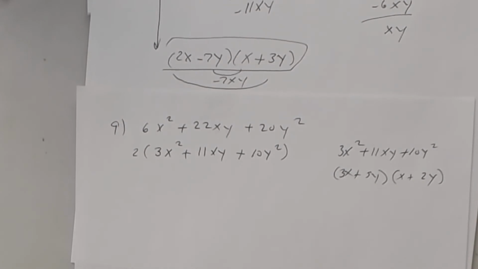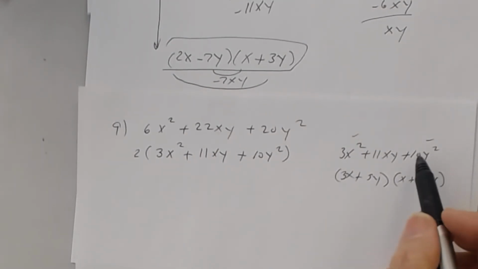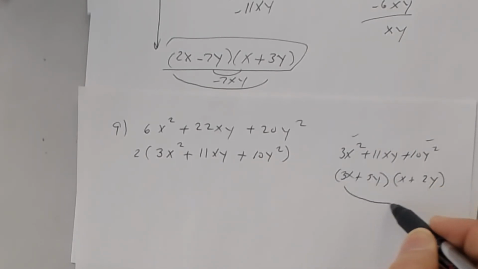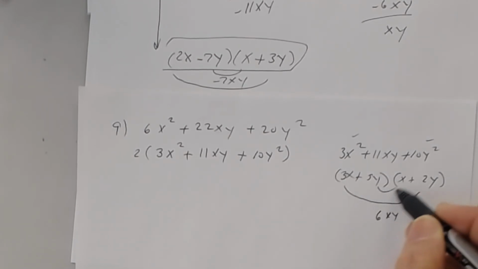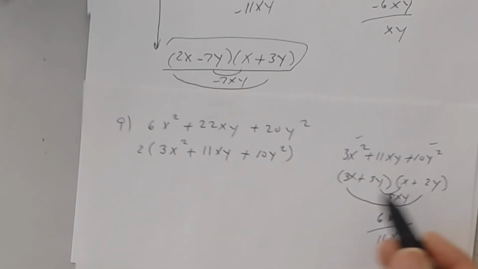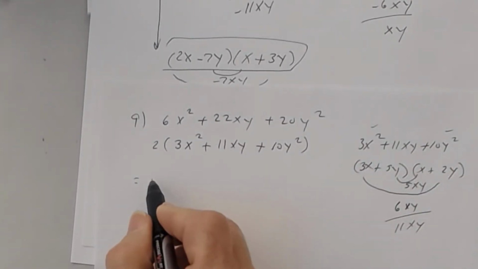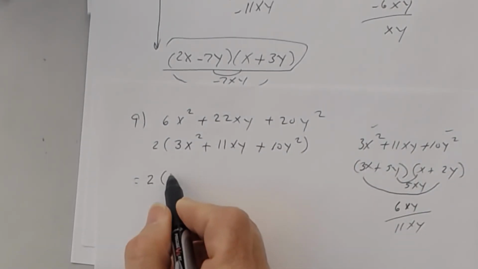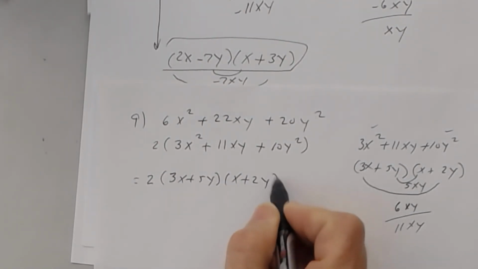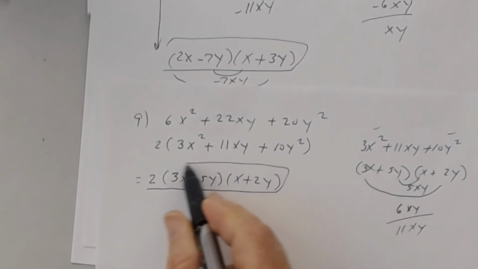If that doesn't work, we'll switch some things around. All right. So I have my 3x squared. I have my 10y squared because 5y times 2y is 10y squared. But I got to make sure I get my 11xy. That's your outer and inner. What's the outer? 6xy. What's the inner? 11. Is that what I wanted? Yep. So that's I factored this part correct. So therefore my answer is 2 times x plus 2y. All right.